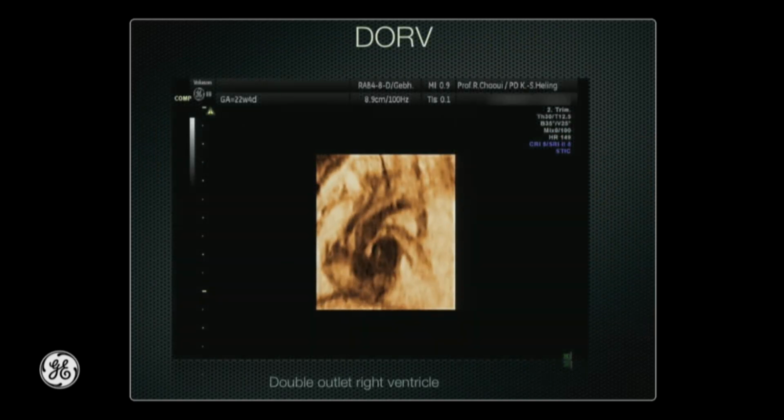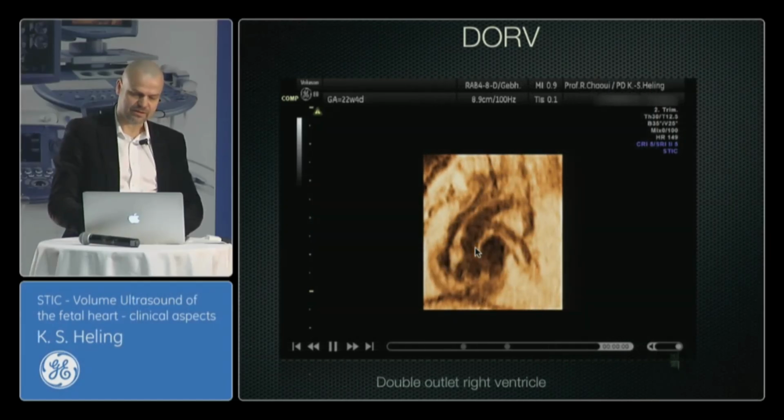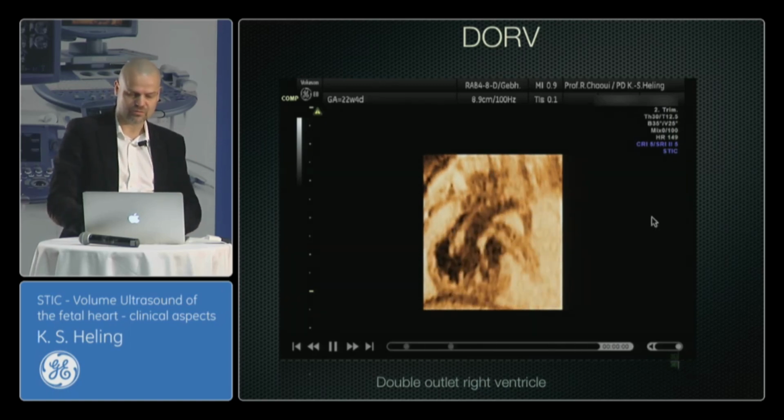Again, double outlet right ventricle using minimum mode, and when you rotate the image, which looks in an AP direction like an X-ray or an angiography, you have images which look very similar to the angiographic mode for a pediatric cardiologist. It's up to you how you rotate the volume. Be aware that you don't lose yourself in the volume.